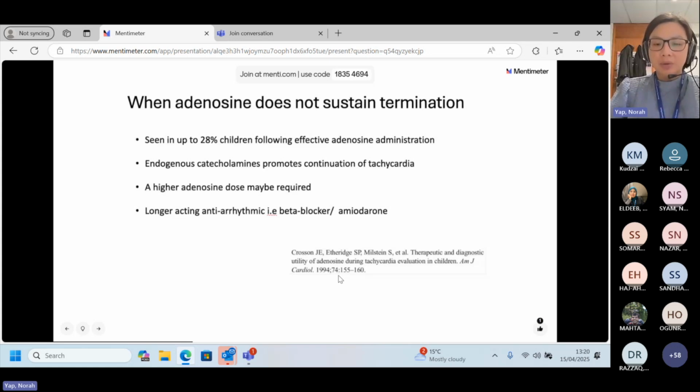Because these medications, amiodarone and beta blocker, are not fast-acting, it takes a while for them to work. If it still doesn't work after, let's say, 30 minutes to an hour, and the child is still stable, then you can try giving IV adenosine. And most of the time, after giving a longer acting antiarrhythmic and repeating an adenosine, you can actually terminate the tachycardia. So it's an option for patients who are not very hemodynamically compromised.